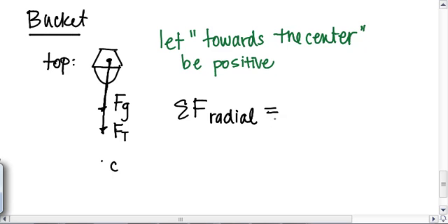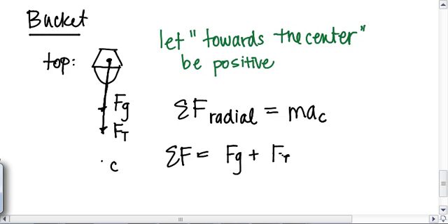So those radial forces are equal to MAC. And in this case, because I'm going to let down or towards the center be positive, when I sum up my radial forces, do radial forces have to point towards the center? They could point which way? Away from the center of the circle, and they would still be radial, okay? I would have my gravitational force and my tension force, and with their powers combined, they are centripetal. So they give us the MAC, and AC was V squared over R.